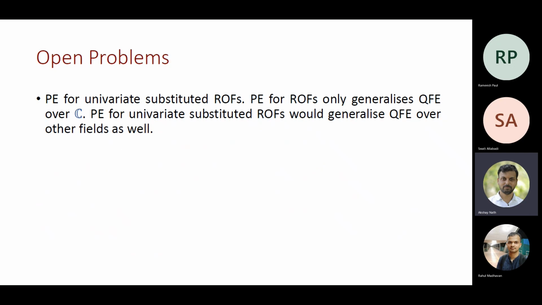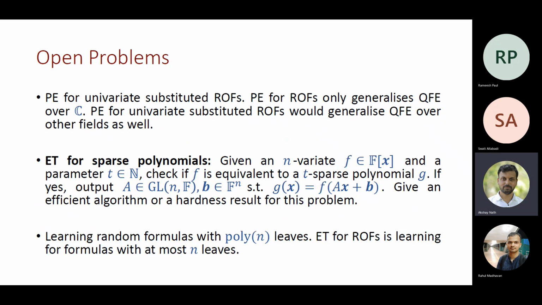The reason for studying this is that PIT for ROFs only generalizes QFE for complex numbers. PIT for univariate substituted ROFs would generalize QFE for arbitrary fields. The second problem is ET for sparse polynomials. Given an n-variate polynomial f and a parameter t, check if f is equivalent to a t-sparse polynomial g. If yes, output an invertible matrix A and a translation vector b such that g(x) is equal to f(Ax plus b). What we would like to do is either find an efficient algorithm or give a hardness result for this problem. And the third problem is learning random formulas with polynomially many leaves.